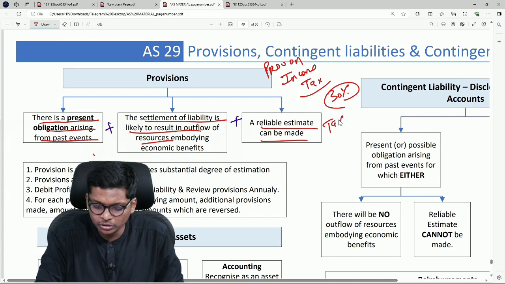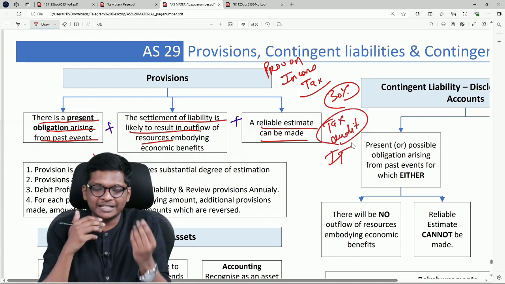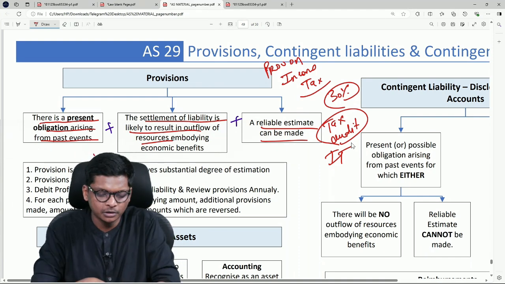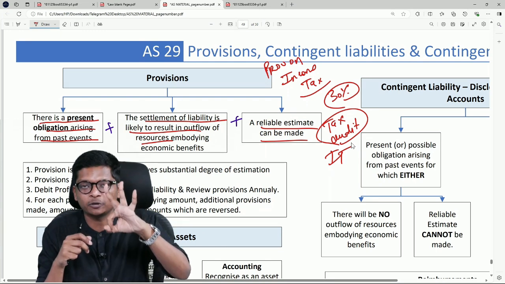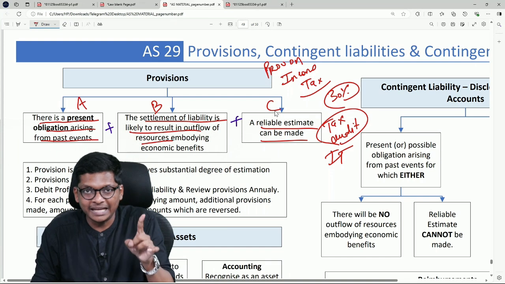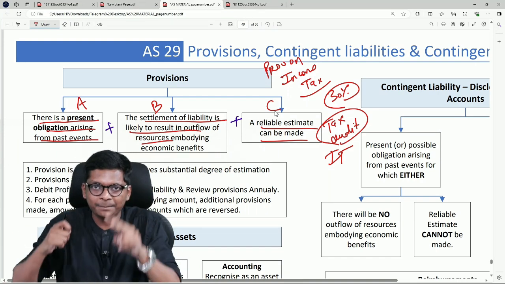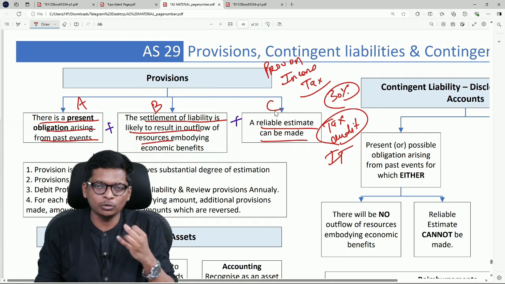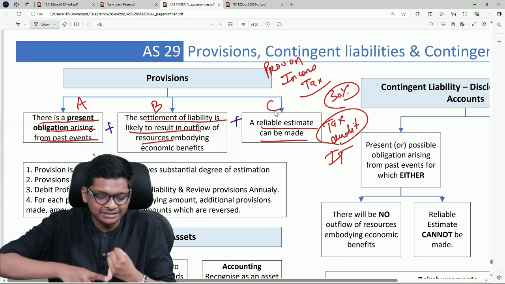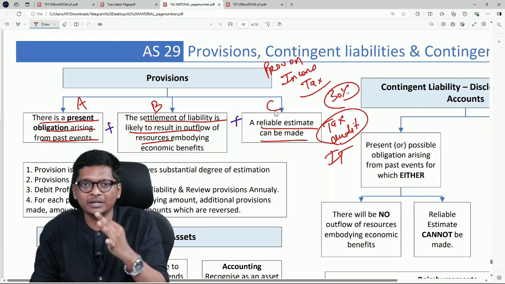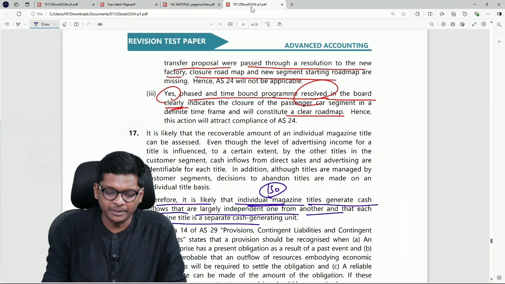Later, when you do the tax audit after a few months, as per income tax provisions, you will get the exact tax: disallowances, add depreciation, reduce, all of that. So for a provision, 3 things have to be satisfied. If this is A, this is B, this is C, it's not A or B or C. A, B and C, all 3 should be satisfied. Repeat with me in your house: there is a present obligation from past event, settlement of liability will have an outflow of resources, and last one, a reliable estimate can be made. Okay, pakka.